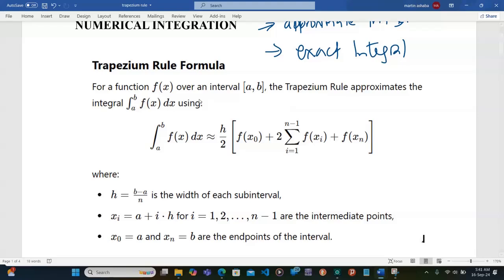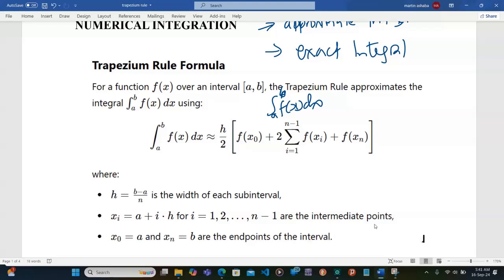So for a function f of x over an interval a to b, a and b inclusive, the trapezium rule approximates the integral of f of x from a to b with respect to x as approximately equal to h out of 2 into f of x naught plus twice the summation of f of xi, where i is equal to 1 up to i is equal to n minus 1, then we add f of xn. Here h is the width of each subinterval, and b minus a out of n is how to get that h.